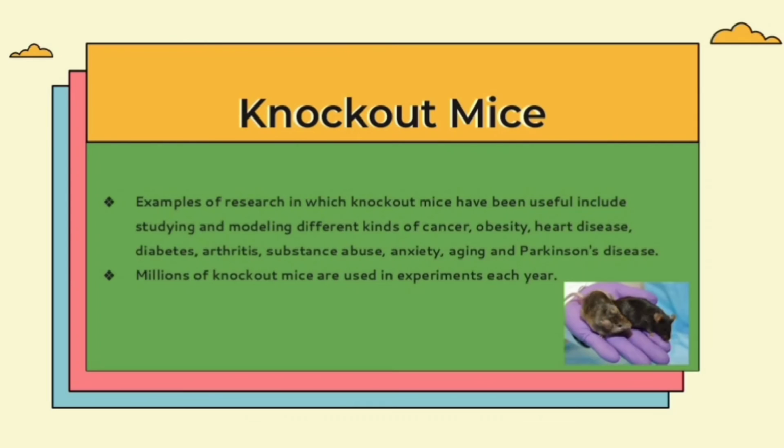Examples of research in which knockout mice have been used include studying and modeling different kinds of cancer, obesity and heart disease, diabetes, arthritis, substance abuse, anxiety, aging, and Parkinson's disease. Millions of knockout mice are used in experiments each year.